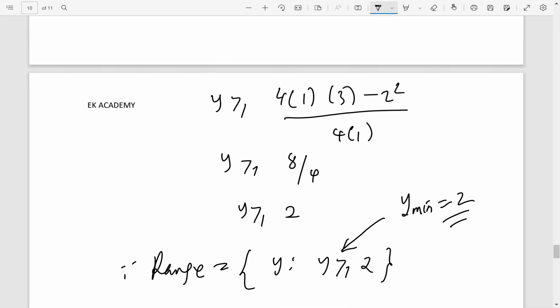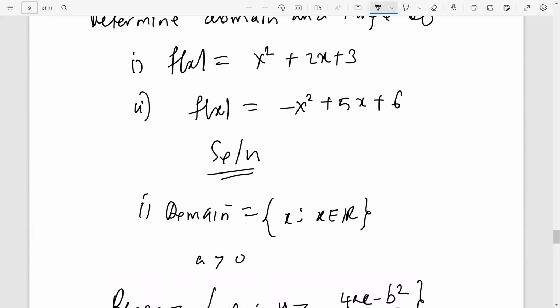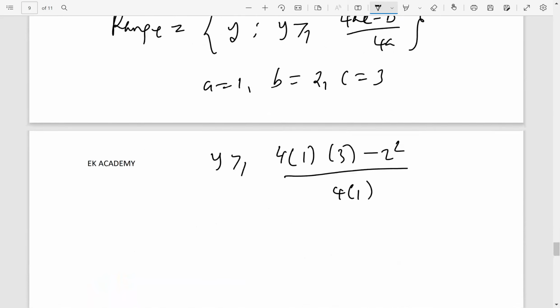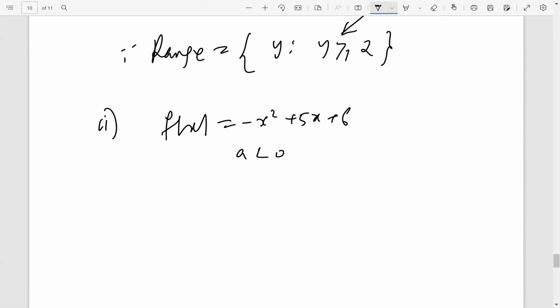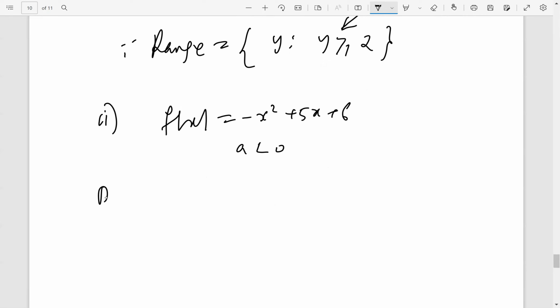We go to the second example. When you have f of x equals minus x squared plus 5x plus 6, you have been given a here is less than 0. a is negative. So for domain, it is a set of all real numbers.